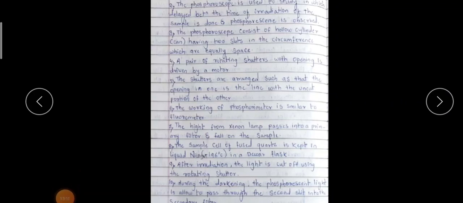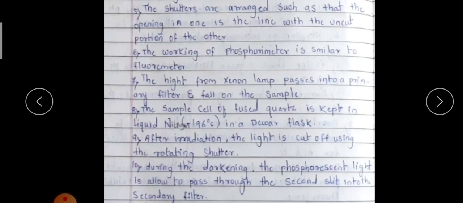Then the working of the phosphorimeter is similar to the fluorimeter. The light from the xenon lamp passes into the primary filter and falls on the sample. The sample cell of fused quartz is kept in liquid nitrogen at minus 196 degrees centigrade in a Dewar flask. After the irradiation, the light is cut off using the rotating shutter. During the dark period, the phosphorescence light is allowed to pass through the second slit into the secondary filter. The emergent beam is then sent to the PMT where its intensity is measured.